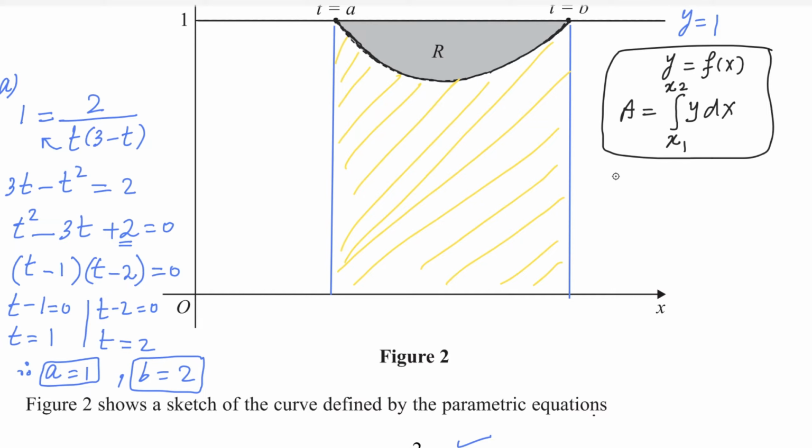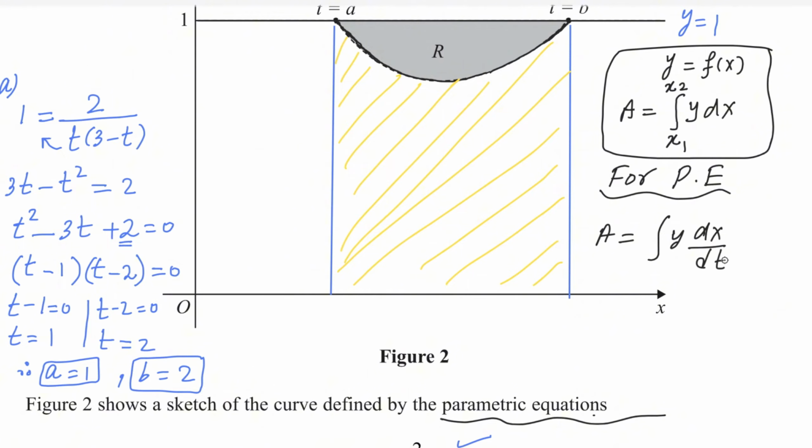But for parametric equations, like these, we will use this formula, y dx by dt into dt. So this is the formula for finding the area under the curve for parametric equations. We will use this formula in this case, and here t values are given for the limits t1 and t2. You understand it? Hopefully you understand, but you should memorize this formula for finding the area under the curve if parametric equations are given. So we are using this formula.